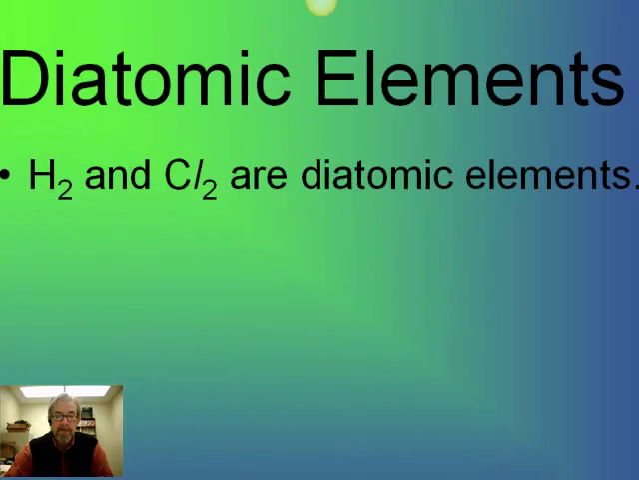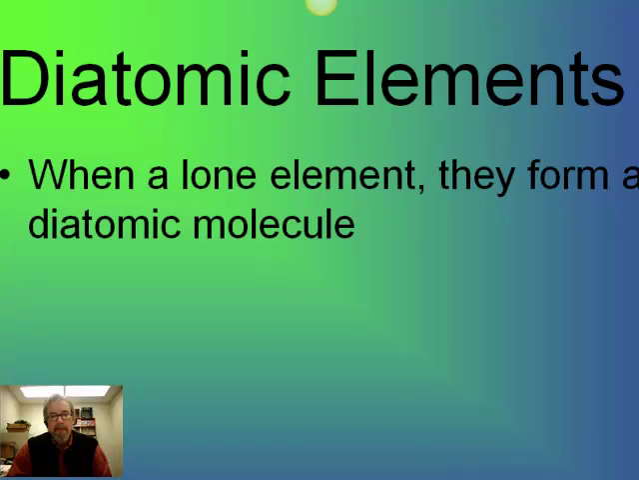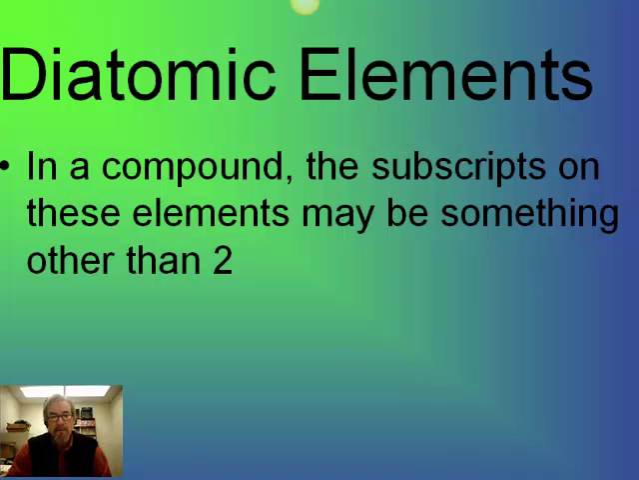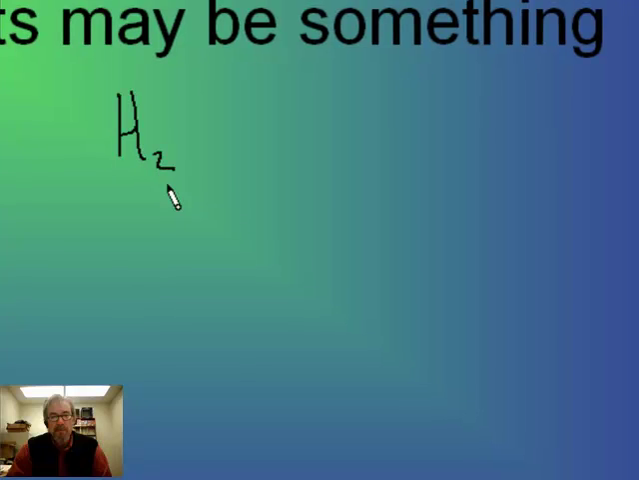The Cl2 and the H2 that we just saw are examples of what are called diatomic elements. Diatomic elements, when they're by themselves, when they're not part of a compound, always form a diatomic molecule. So H is always H2, Cl is always Cl2. But when they're in a compound, the subscript on these elements might be something other than 2. So hydrogen is always H2 when it's by itself, but in the compound ammonia that we just saw, the subscript is 3. So it's possible when it's bonded with something else to have a different subscript, but alone it's always 2.